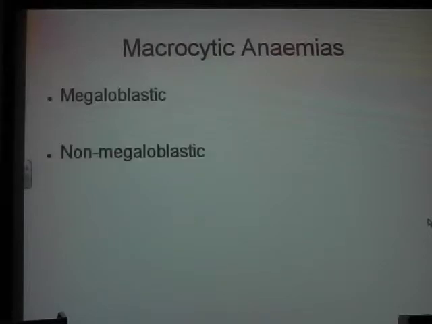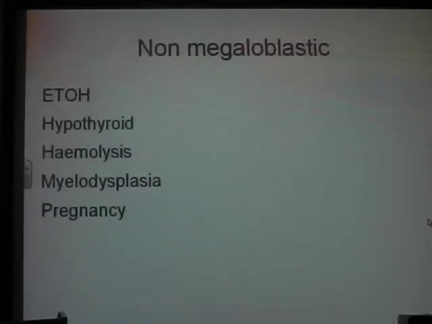Okay, macrocytic anemias, the opposite end of the spectrum. You can divide them into megaloblastic and non-megaloblastic. So non-megaloblastic, here are some causes, and it's a good idea just to know some. Alcohol, low thyroid, hemolysis. Hemolysis is because if you break down your red blood cells, you get more of the younger red blood cells, which are larger. So that's why it's a macrocytic picture. Similarly with your myelodysplasia and in pregnancy.